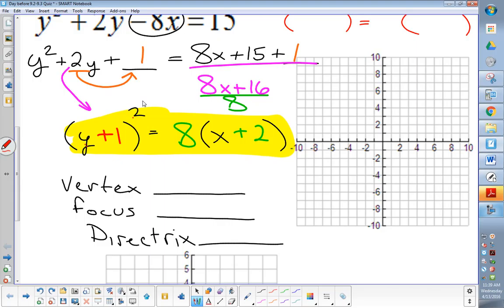Why is it opening right and not left? Because that is positive. It is telling me it's going to open right and not left. So that's something I want to make sure I know. From there, I want to make my vertex, so you need to be careful here. Jasmine, think about it for a second. Where is my vertex going to be?